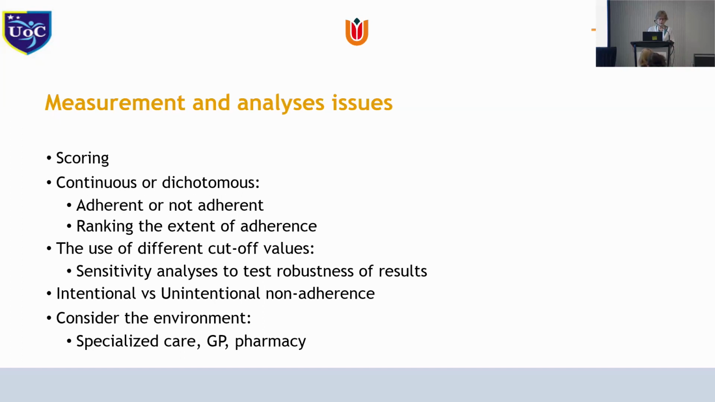How to score the answers? Do we use yes or no, or a 5-point Likert scale? How to analyze and dichotomize your data is important. What do we consider adherent? What do we consider non-adherent? Or should we use a continuous scale? And the cutoff that you decide to use is very important, but also compare what is done in the literature. If you do something completely different, it will be difficult to compare.